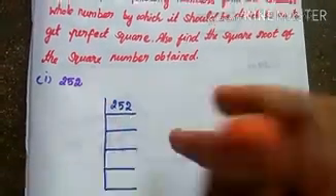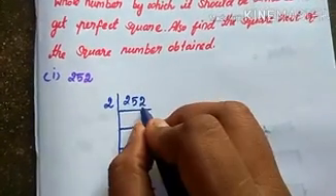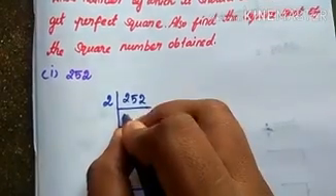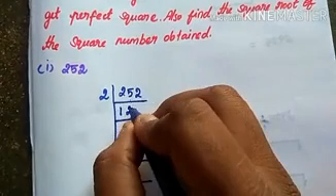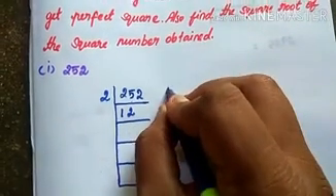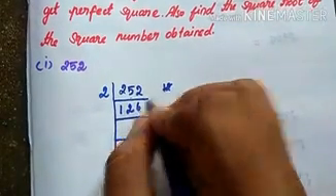So 252, I just start with the 2 table. Here the number ends with 2. So 1 2 is 2, there is no remainder. 2 2s are 4, 1 is remainder, so 2 becomes 12. How many times? 6 times. So there is no remainder.